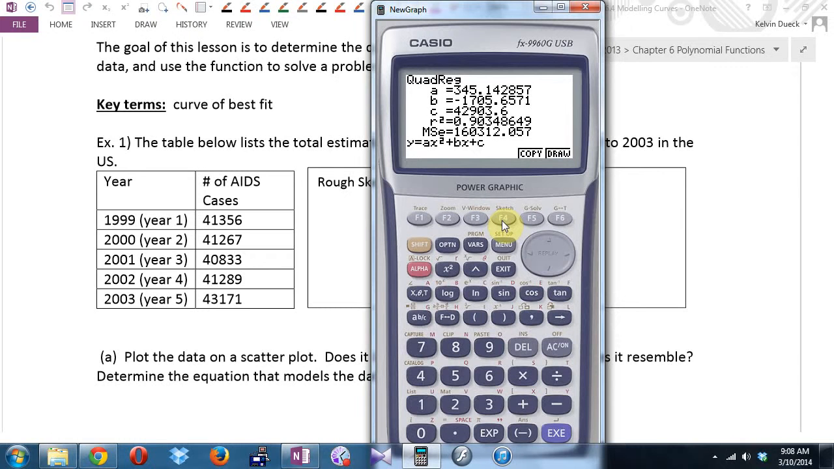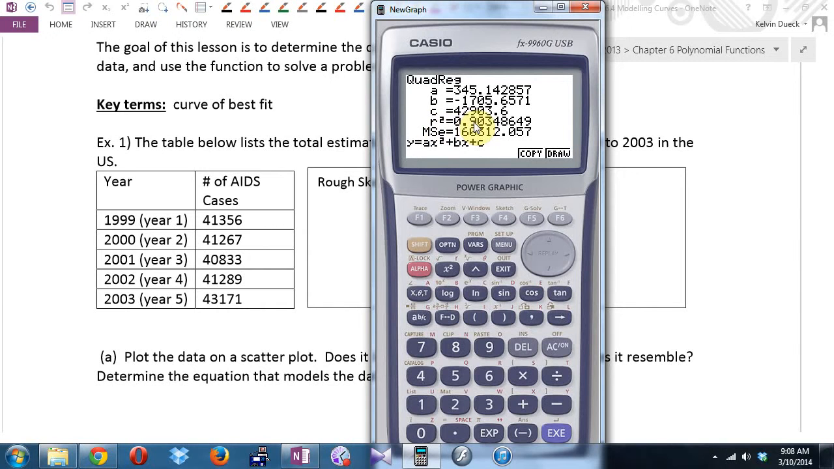Okay? And hopefully it's giving you a parabola equation. It's saying y equals ax squared plus bx plus c, where a is what? Where a is equal to what? 345. B is equal to negative 1,705.65, and C is equal to 42,903. Now, I want you to notice this number here that says r squared.